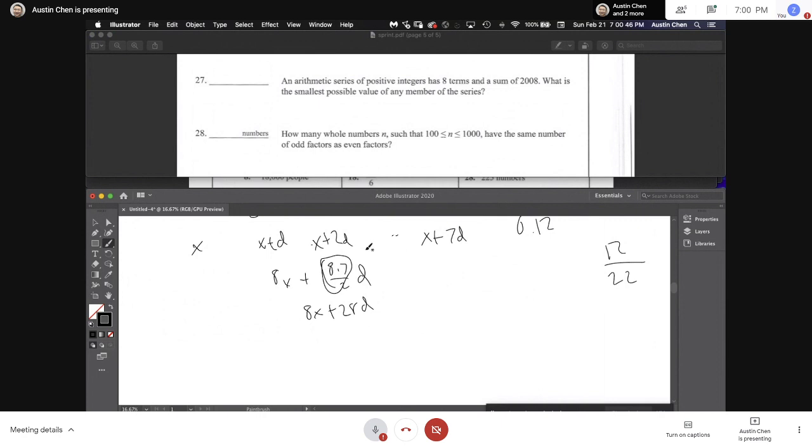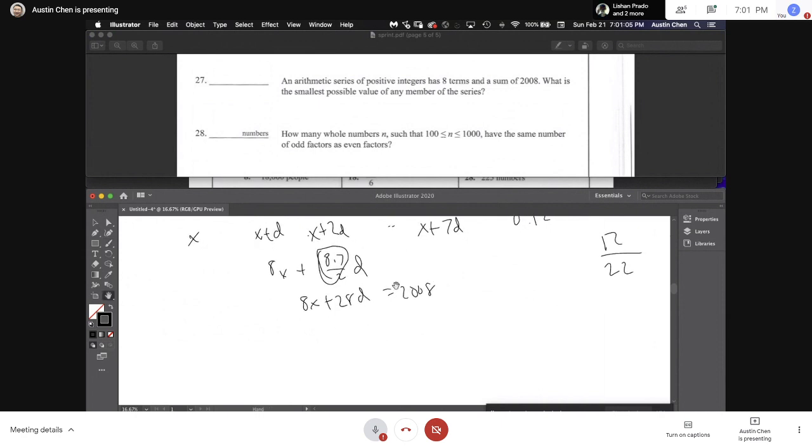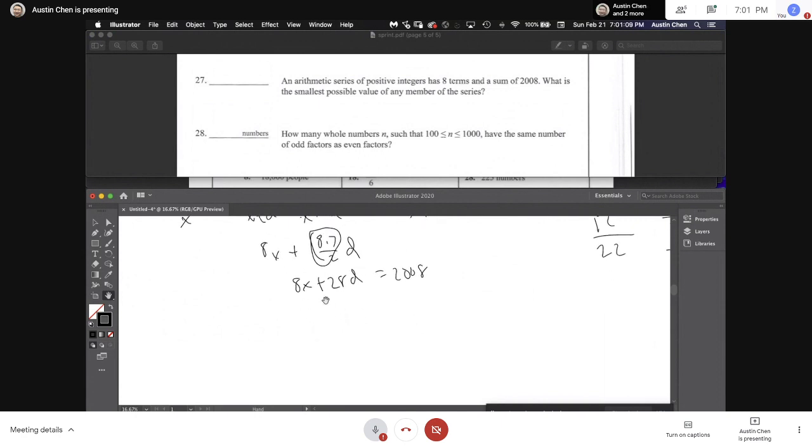This is just applying arithmetic series stuff on the 1 plus 2 plus dot dot dot all the way to 7. It's just going to be the first and last sum times the number that there are over 2. Okay, and then so this is the sum, and we know it equals 2008. We want to minimize x, the smallest number of the series, right? So now we just have this expression.